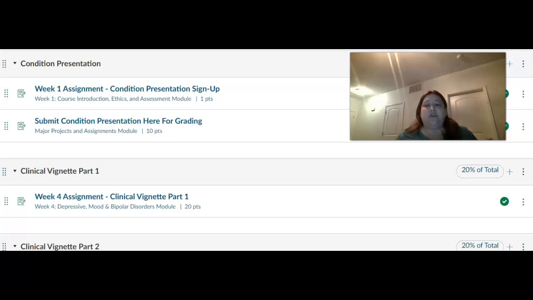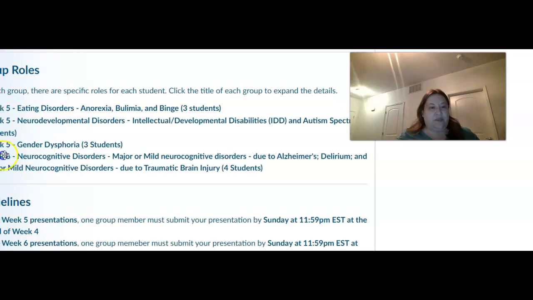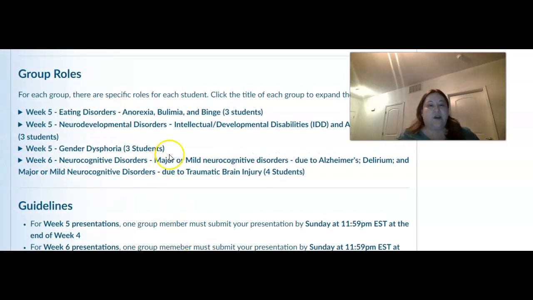And so what you'll do is you'll sign up for one of these 4 presentations, and you will then, with your group members, decide who is going to be presenting on which part of the presentation. So each group, there will be specific roles for each student in that group.